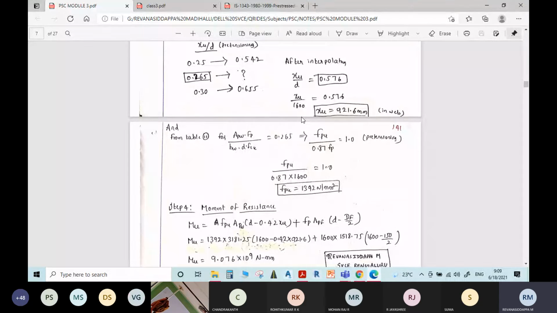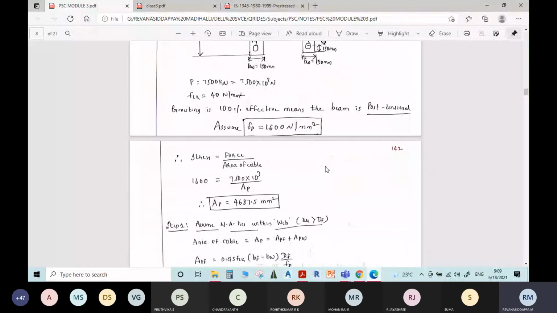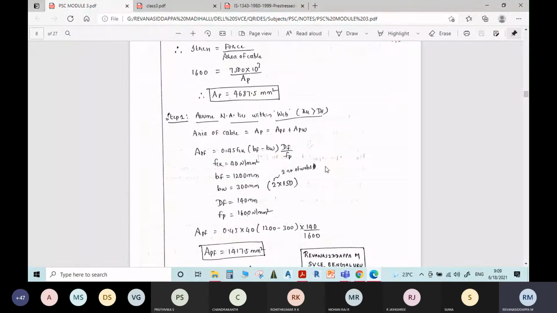When it comes to the design of a PSC beam, you don't have a detailed design, it is very simple design. You are just designing the cross section, predicting the cross section of the beam, like width and depth of the beam. If it is a flange section, predicting the dimensions of the flange, web, overall depth, effective depth, and finding the area of the pre-stressing steel. That is the only part of the design which you have for your syllabus.